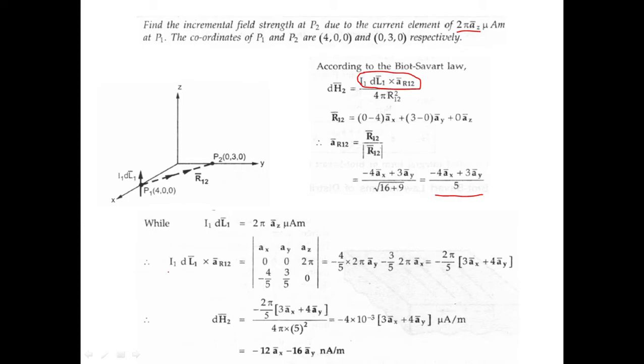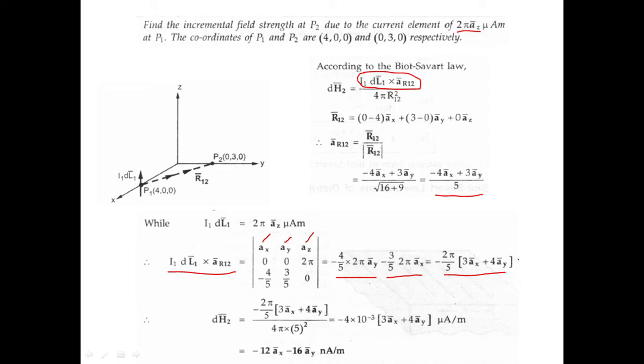So first we have to find I dL1 vector cross aR12 vector. This is a cross product, you know how to find. It will be the determinant with aX, aY, aZ; 0, 0, 2 pi; minus 4 by 5, 3 by 5, 0. So it will be minus 4 by 5 into 2 pi aY minus 3 by 5 into 2 pi aX. When you solve this, this is what you get, right?